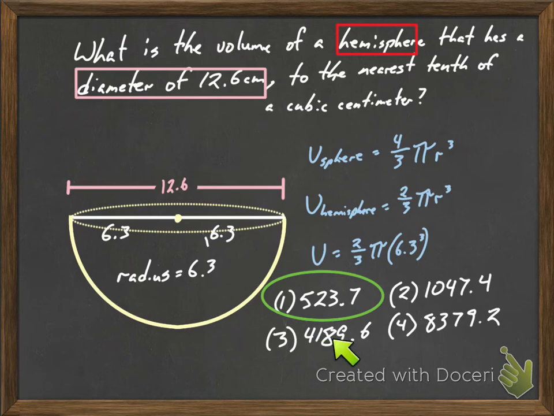Where do these others come from? Well, this here is if you use the correct 2/3 pi r cubed, only used 12.6 for the radius instead of 6.3. And then this one here is if you made both mistakes, meaning you solve for a sphere with a radius of 12.6. So you use the diameter instead of the radius, and you forgot to divide it by 2 in the end. So that's where that answer choice comes from.